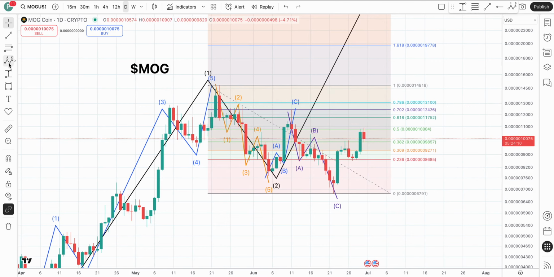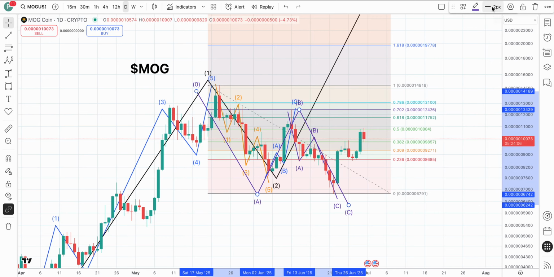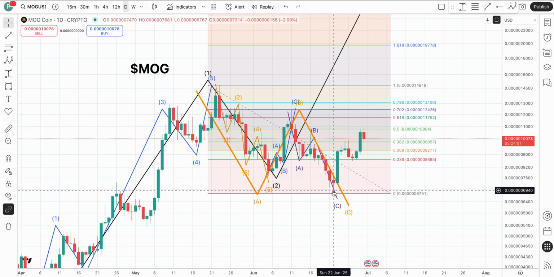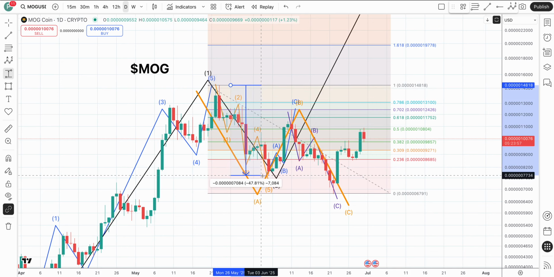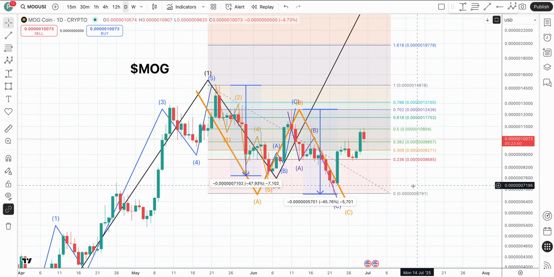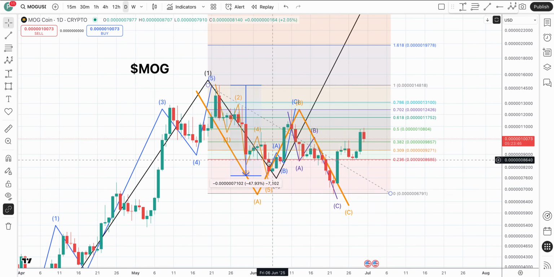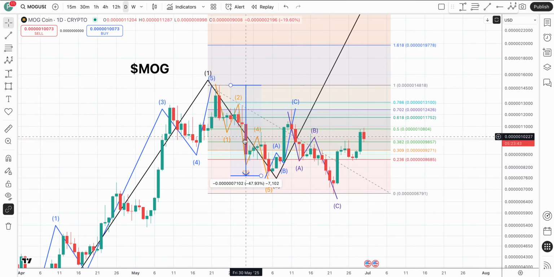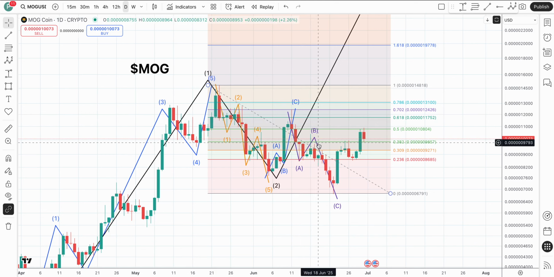So what you would think this is printing is a larger A, B, and C. Let me make that way thicker for you. It looks like an ABC, right? Only problem is the C wave is not at least the same length as the A wave. The A wave is about 48%, and the C wave is only 45%, and the C wave can't be shorter. So we know it couldn't be an ABC. We've got to go back to the drawing board a little bit.